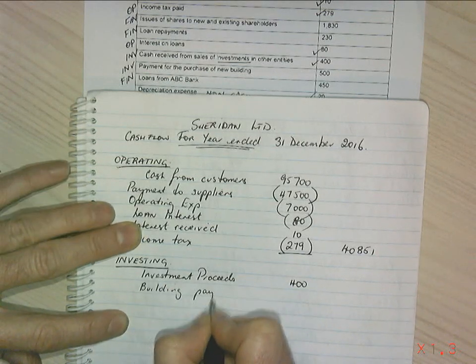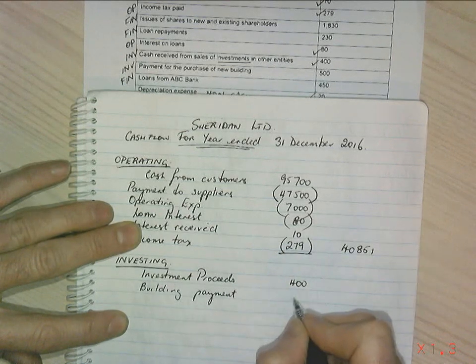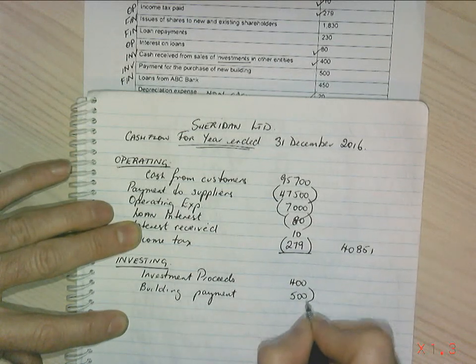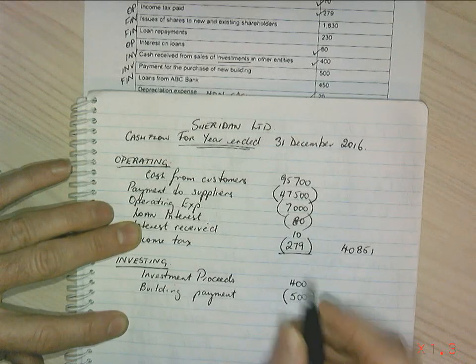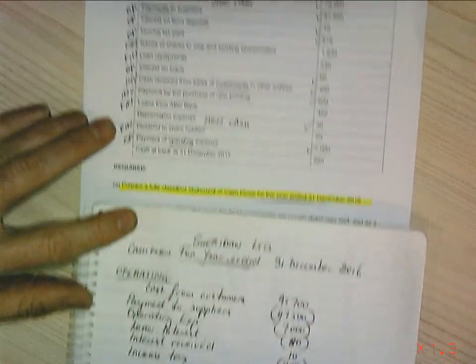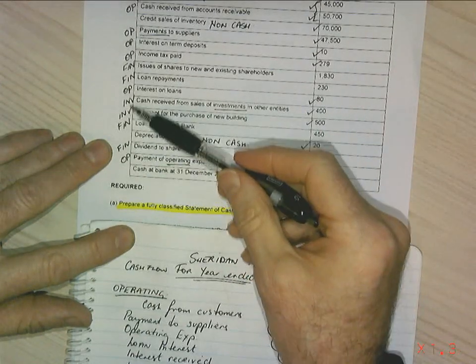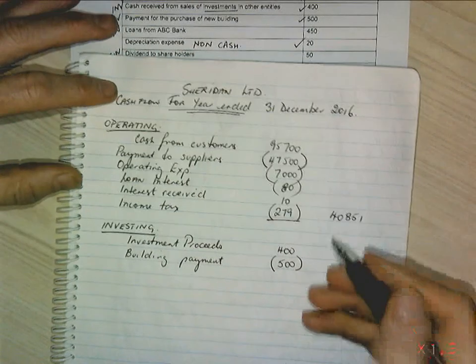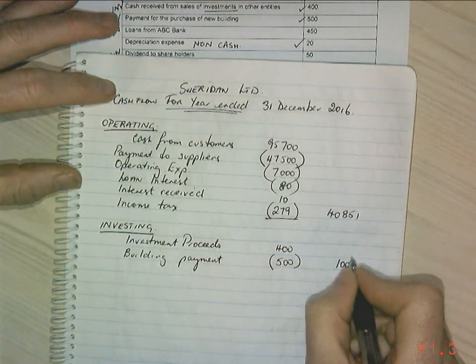Payment of 500. Wish I could get a building for 500, that'd be nice. Alright, let's tick that one off. Was there any other investing activities? I don't think there was. 1, 2. That's it. So I've got those two, and a net cash outflow there of 100.